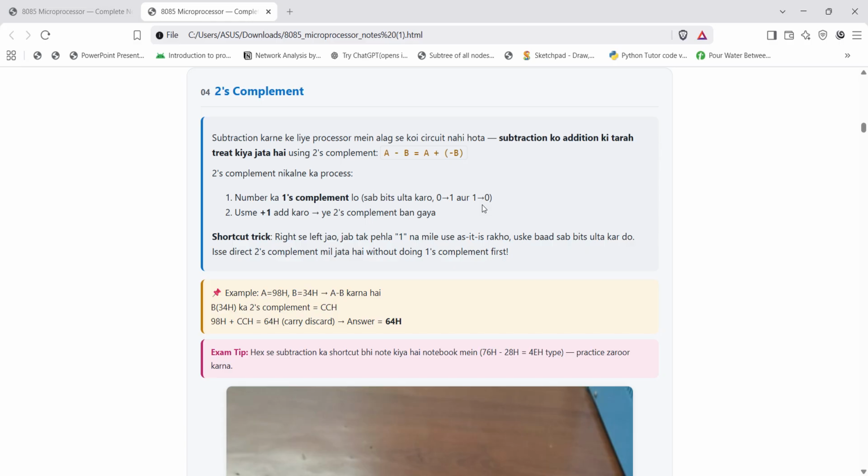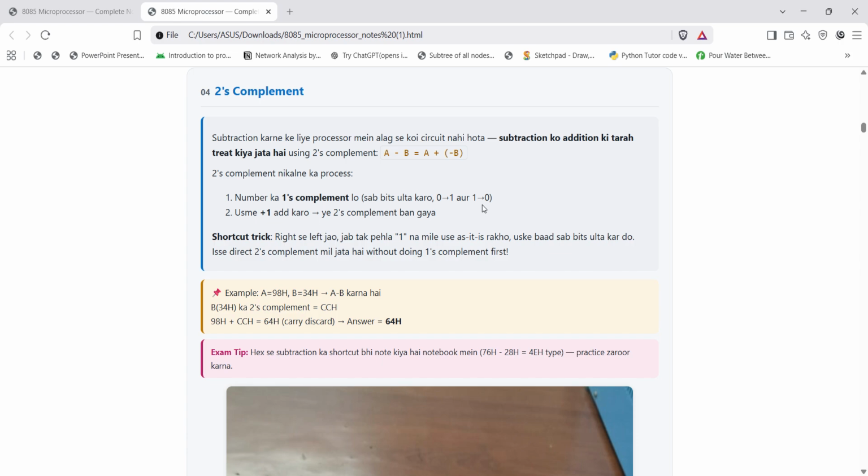So the first one is the 1's complement basically. Let's suppose you are given a number, 34H, in the hexadecimal system. First of all, you will write it in bits format, by breaking 34 into two sections, that is basically 3 and 4.